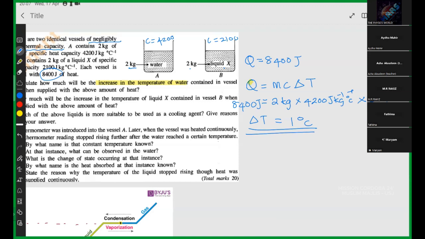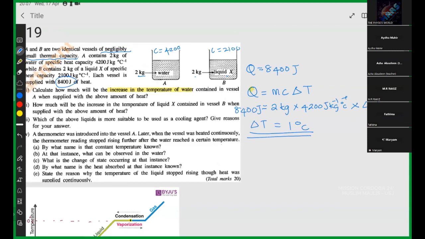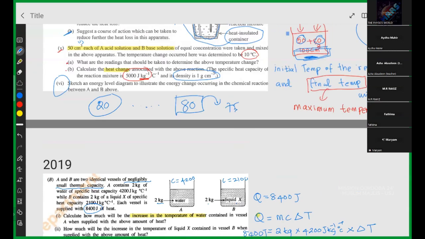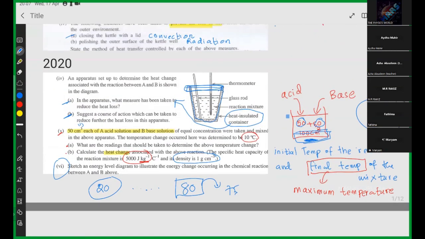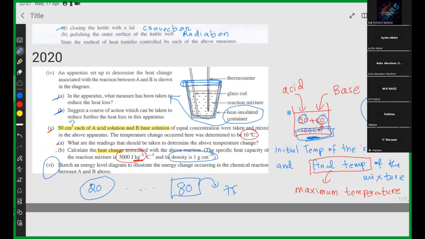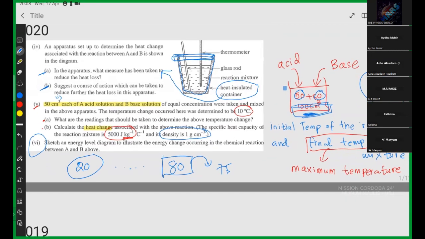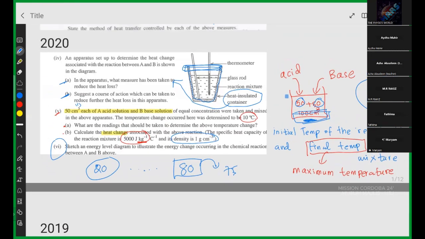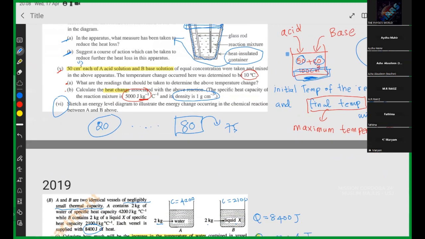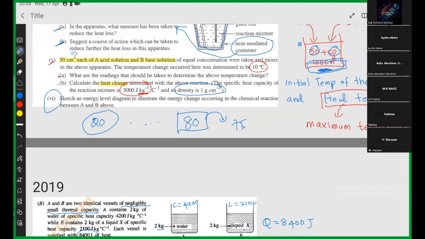Ma'am, yes. Can you please explain the previous question? The previous means the 2020 one? Yes. Okay, which one? The last one. The last. Okay, I'll explain it quickly.